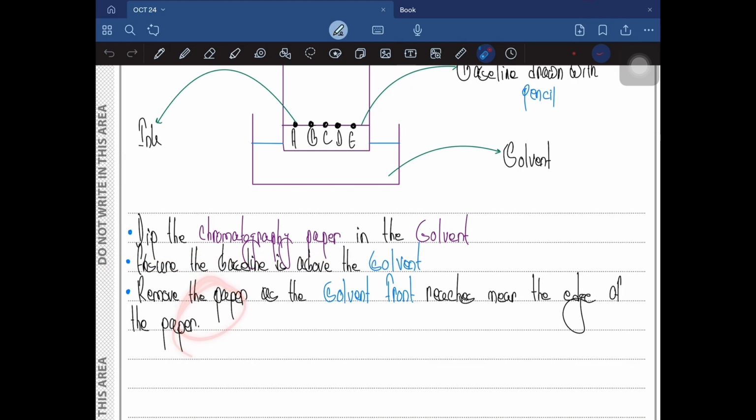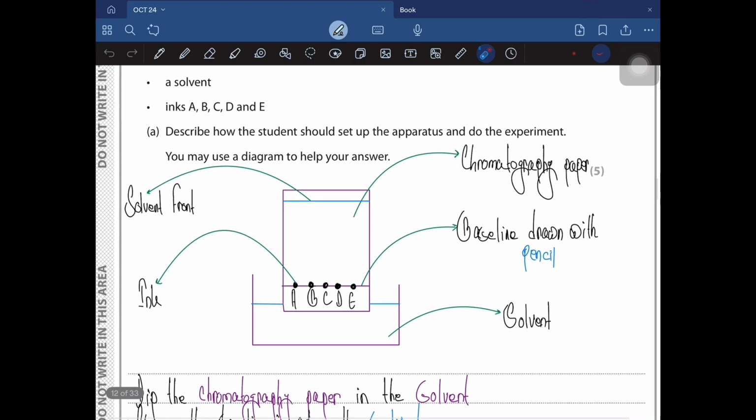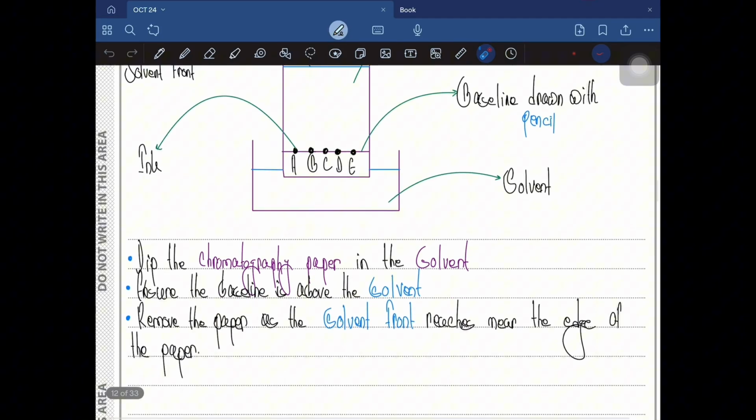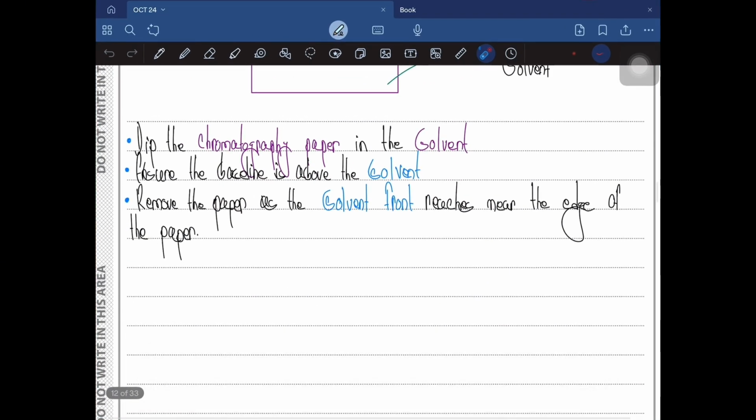And remove the paper as the solvent front reaches near the edge of the paper. So you have to remove the paper from the solvent as the solvent front reaches the end of the paper. This is the end of the paper, this is the solvent front, and when the solvent front reaches this level, you have to take the paper out of the solvent. So more or less that was it. Let's just move on.